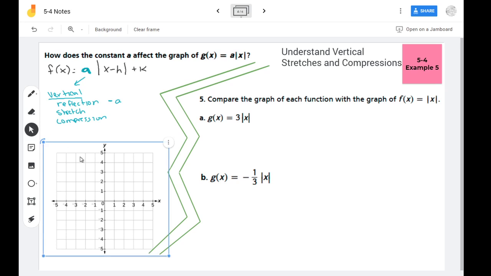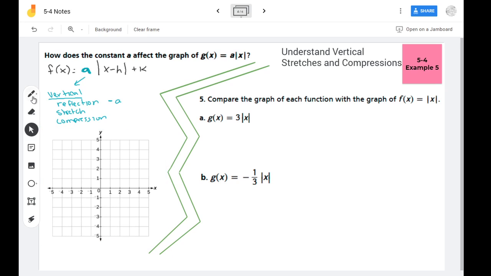Now the stretch occurs when the number for a is bigger than 1. So we're ignoring any possible negative sign and we're actually just identifying the value for a. If it's a 3, you're going to stretch. If it's a 1/2, it's not a stretch.